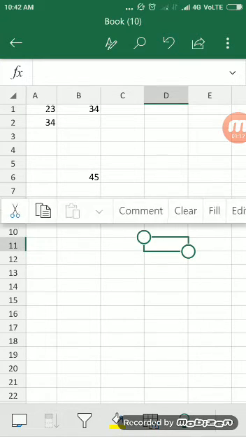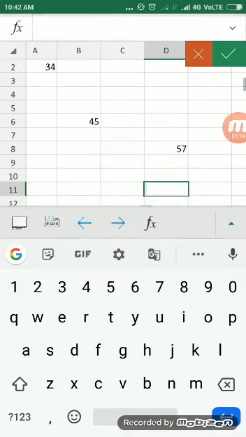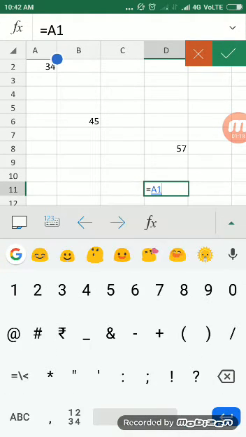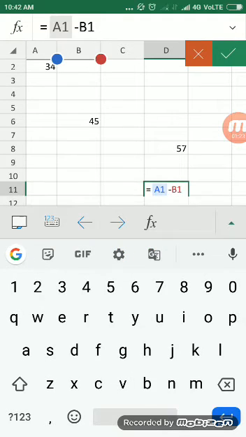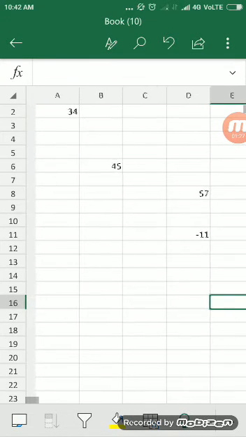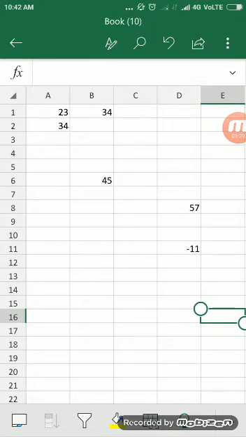Now I'll subtract. So that is equal to sign, A1, the subtraction sign, and B1. By subtracting A1 and B1, you are getting minus 11.